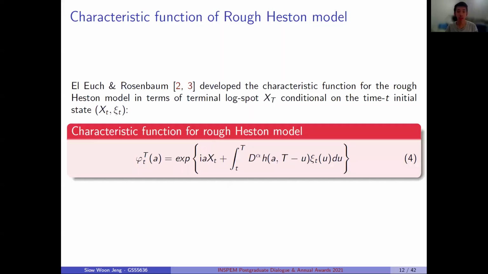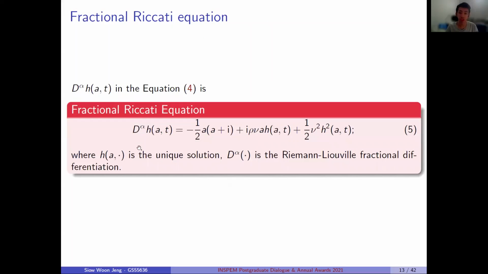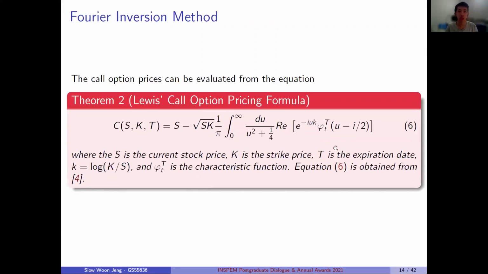So the characteristic function of the rough Heston model has actually been derived in equation number 3. So this is, i is the imaginary number, a is the variable, X_T is the log stock price, C(T,u) is actually the following curve, D^α h is the fractional Riccati equation, which is defined in equation number 5, where h is the unique solution and D^α is the operator of Riemann-Liouville fractional differentiation.